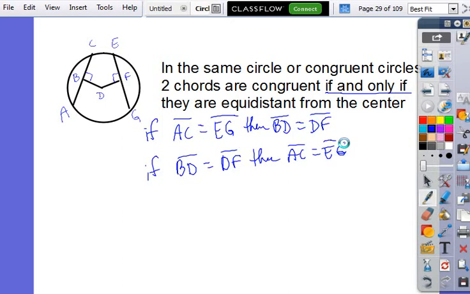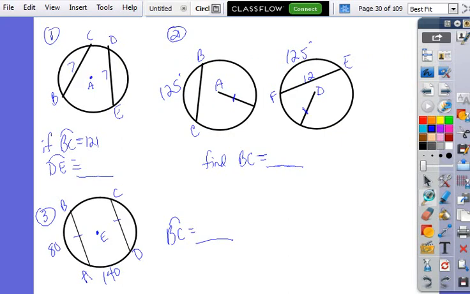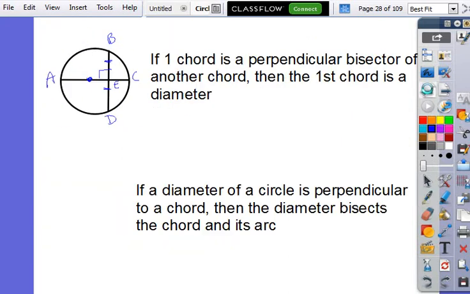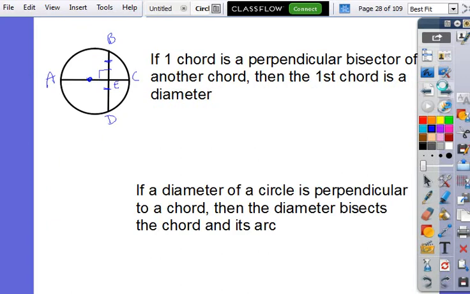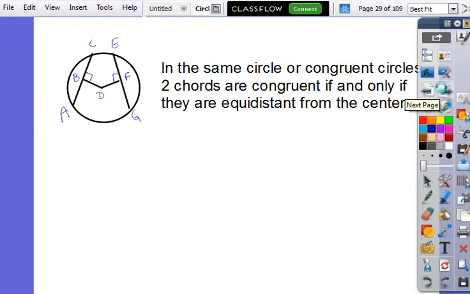All right. Now we've got basically three rules. The first one says if the chords are the same, the arcs are the same, or if the arcs are the same, the chords are the same. The second one talks about the diameter and being perpendicular, it cuts things in half. The third one says if it's the same distance from the center, it's going to be the same for the chords.